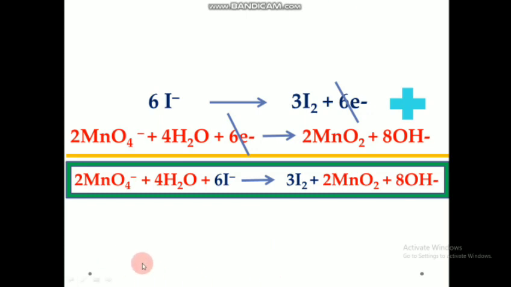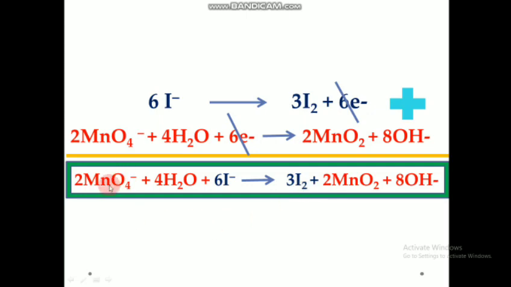Now finally, to check whether this is correct, we need to count the number of atoms and the number of charges on both sides. We'll start with Mn. We have 2 manganese on this side, and this side also we have 2 manganese. For oxygen, we have 4 into 2, 8 here, and 4 here, so a total of 12. On this side also 2 into 2, 4 are there, and here also we have 8. So 8 plus 4, 12. So 12 oxygens on both sides. If we count the hydrogen, 4 into 2, 8 hydrogens here, and here also we have 8 hydrogens. And iodine, 6 iodine is there, and here also we have 6 iodines.